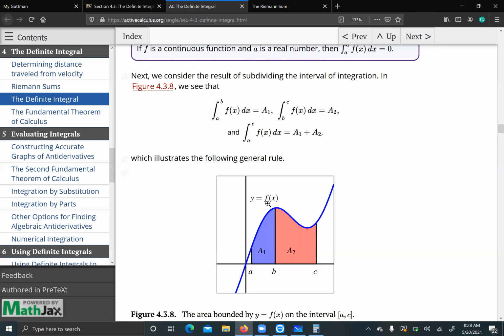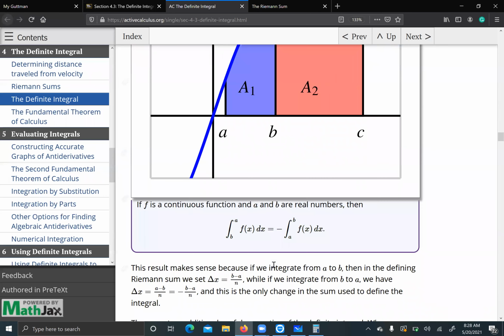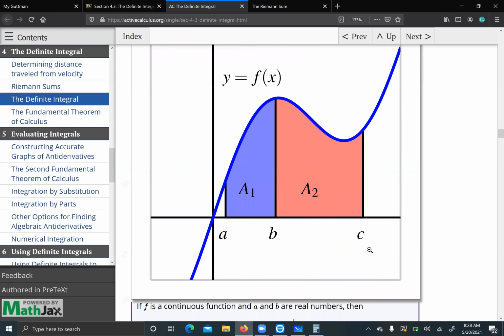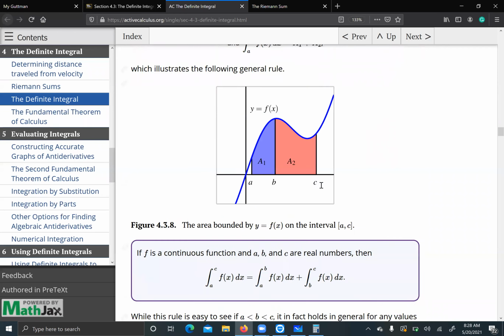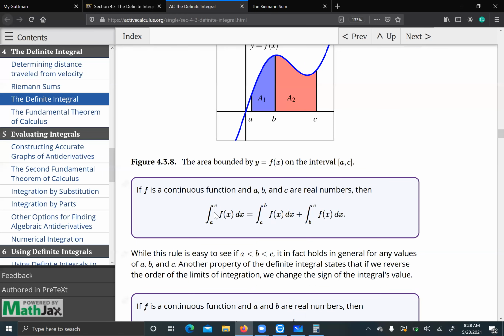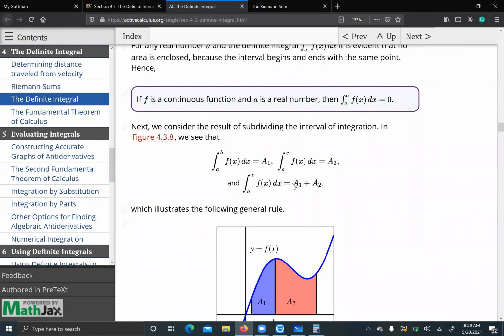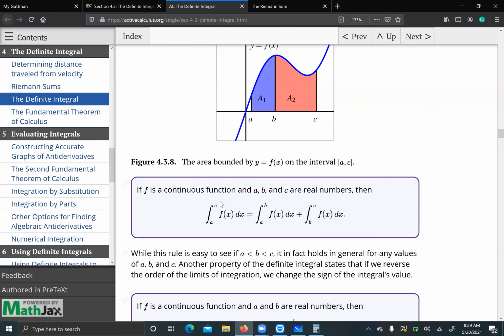Another property that is very easy to see geometrically is that if you divide an interval into two subintervals, for example, look at here, you have the interval of A and C, and then you break it into two subintervals, A to B and then B to C. Then in terms of area, you can say the area from A to C is the area from A to B, which is A1, plus the area from B to C. That gives us the second property: because the entire area is A1 plus A2, the integral from A to C is the same as the integral from A to B and then B to C.